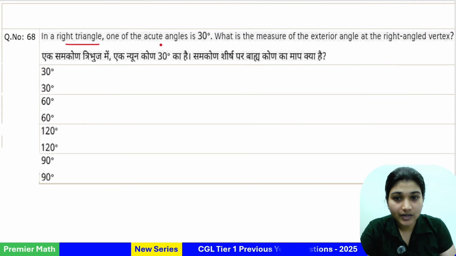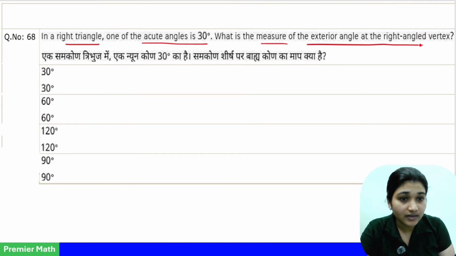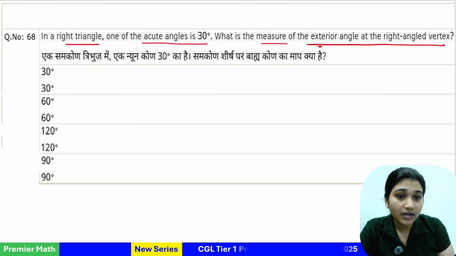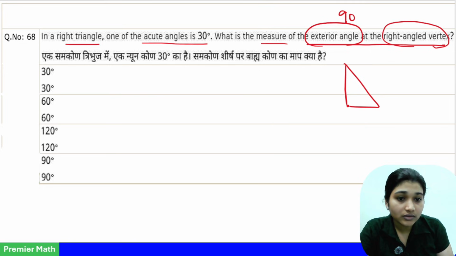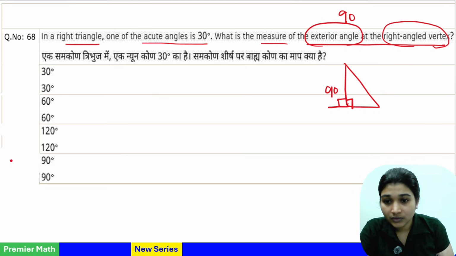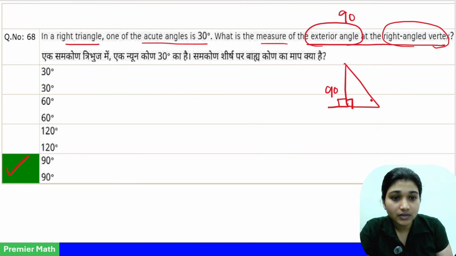In a right angle triangle, one of the acute angles is 30 degrees. What is the measure of the exterior angle at the right angled vertex? Here, the exterior angle at the right angled vertex is 90 degrees because if the interior angle is 90 degrees, the exterior angle at the right angle vertex is 90 degrees as well. Option 4 is your answer. Here, acute angle 30 degrees, this is 60, this is 90.